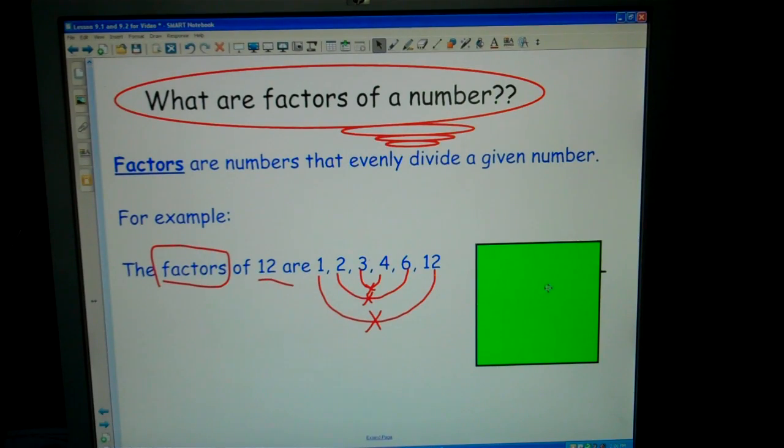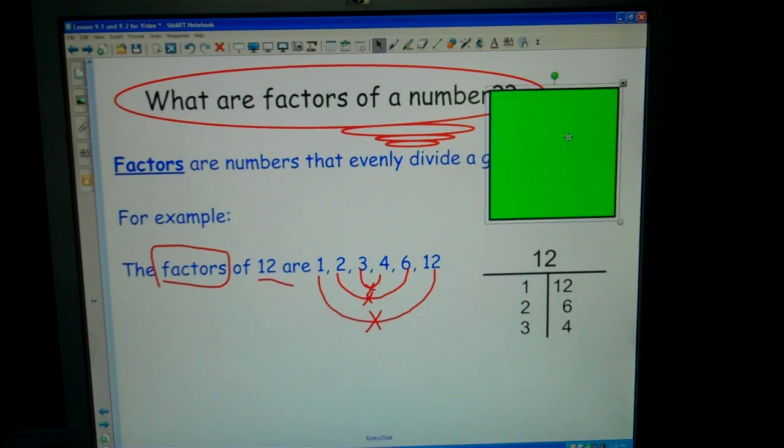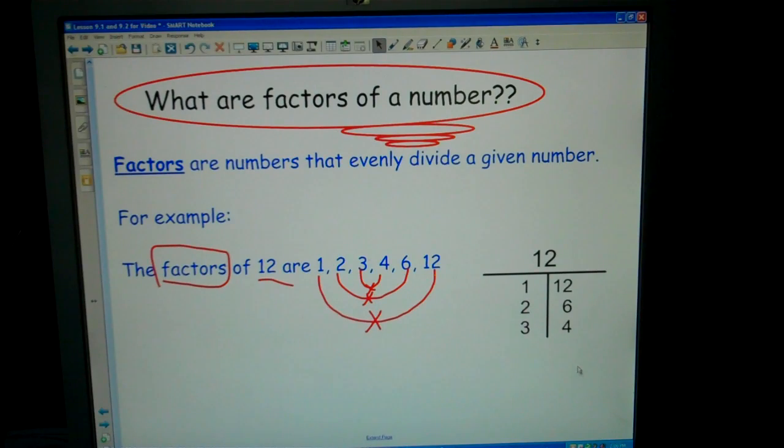Okay? So the other thing I want to show you, it can also be done in a tree. All right? So here we've set up a tree for you. 1 times 12 is 12. 2 times 6 is 12. 3 times 4 is 12. So those are factors. Okay? So bullet number 1 taken care of.